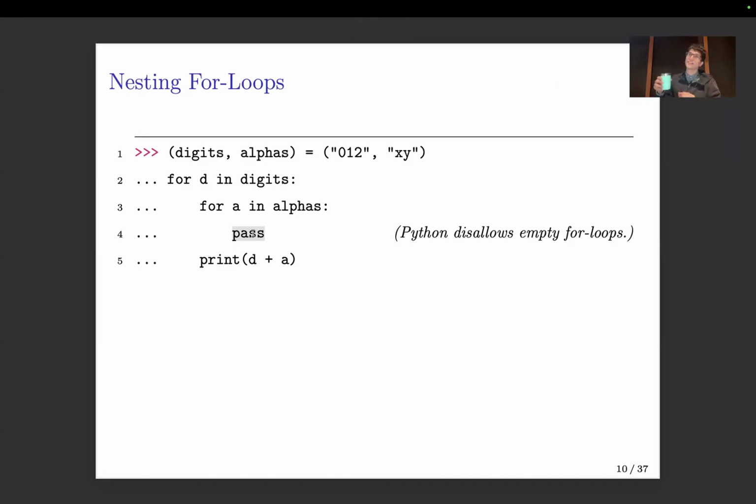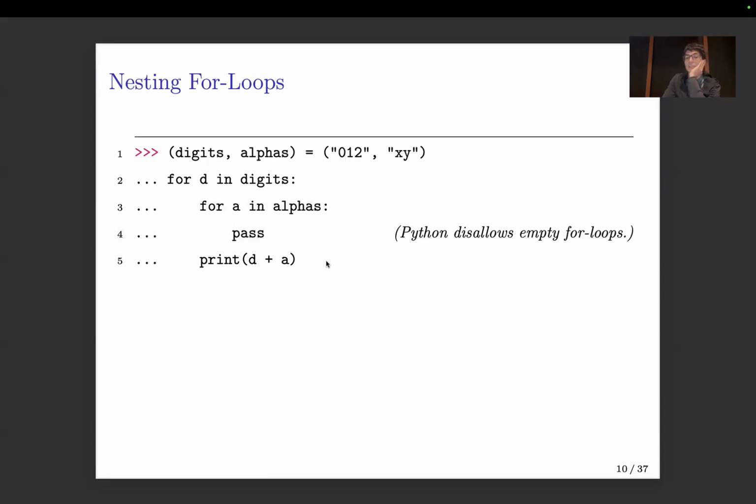My question here is, I moved the print statement out of a loop. So what is the first thing that prints in this instance? Well, we just have to walk through it, right? Okay, so digits gets assigned 0, 1, and 2. Alphas gets assigned x and y. So d has to walk through 0, 1, and 2, and the first thing that it gets assigned is 0. Okay, so d is 0.